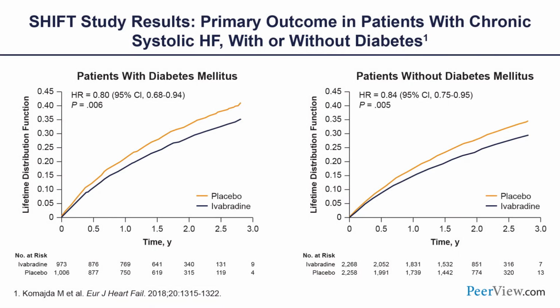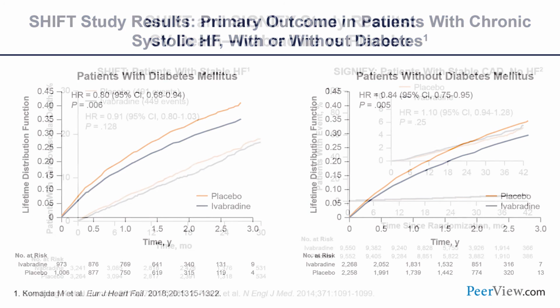SHIFT trial was a trial that was done in patients with heart rate that was persistently greater than 70 on optimal doses of beta blocker therapy or on maximally tolerated doses of beta blocker therapy. In these patients with low ejection fraction less than 35%, the addition of Ivabradine as compared to placebo showed a substantial reduction in the primary endpoint of cardiovascular death or heart failure hospitalization.